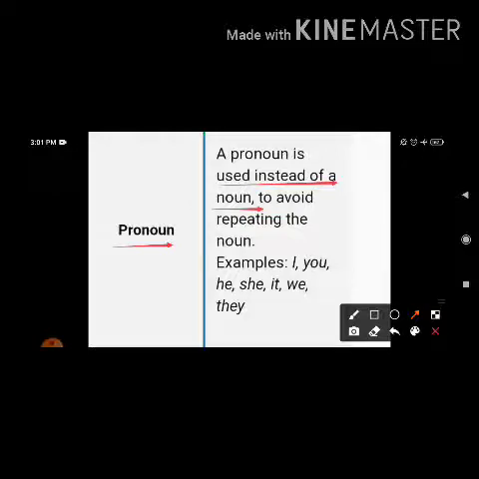The word for which you use the pronoun is called the antecedent, and the pronoun which you use for a noun, for example, he, she, it, we, they, you, these are called referents, right? And the thing for which you use the pronoun, that is called the antecedent. And I hope you remember why we use pronouns. We use pronouns so that we do not have to repeat the noun again and again in a sentence, right?